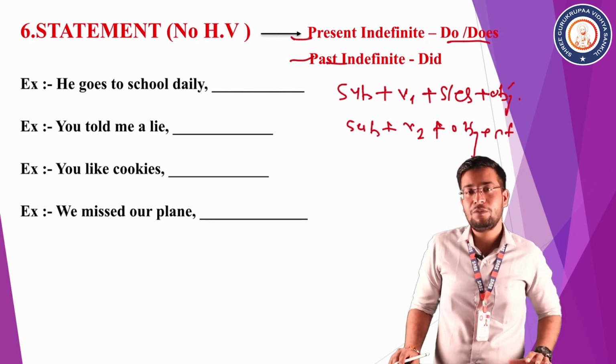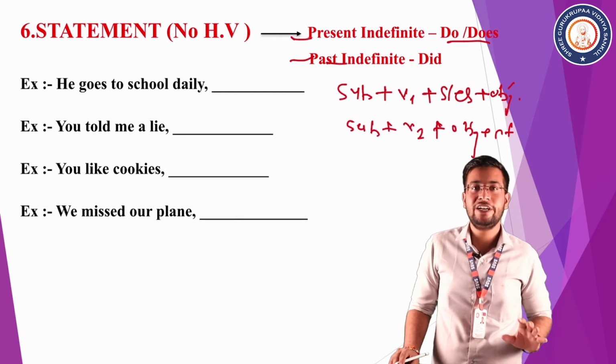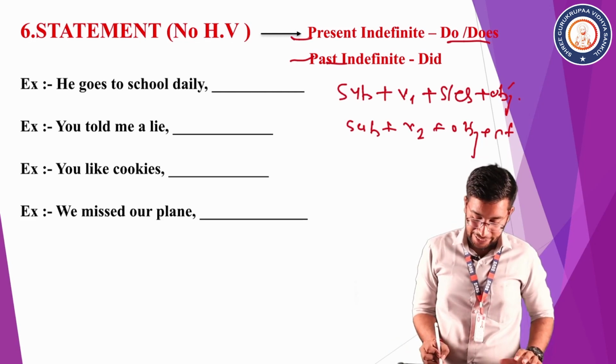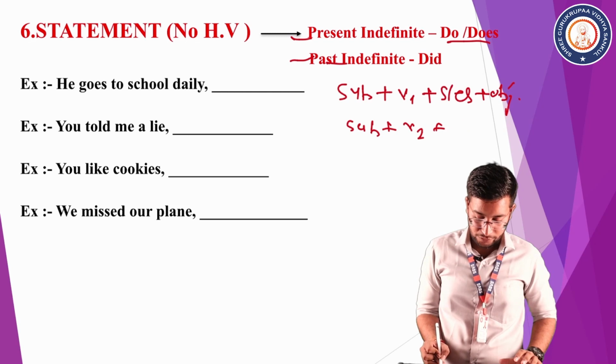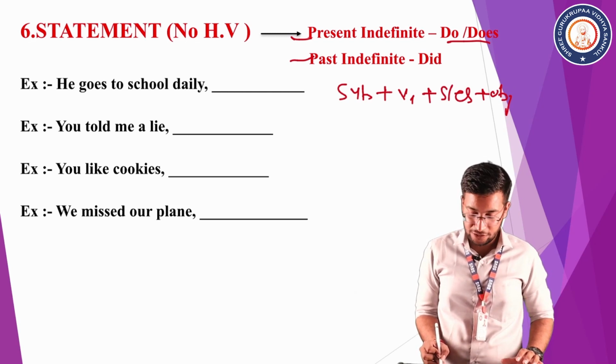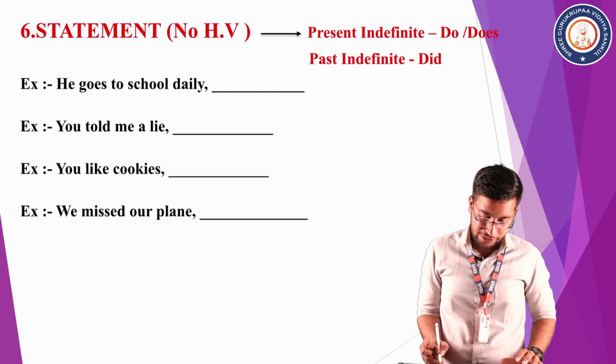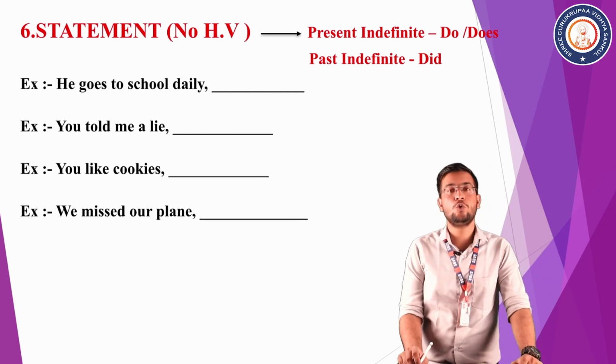So if there is no helping verb, then it is either present indefinite or past indefinite. I think it is very clear to you. If it is clear, now let's solve the examples. Our first example is: he goes to school daily.